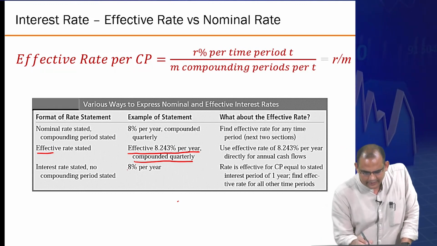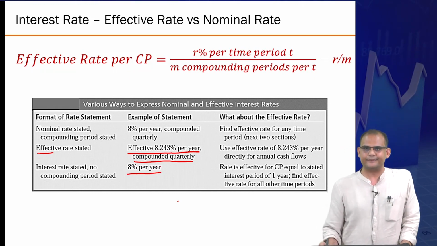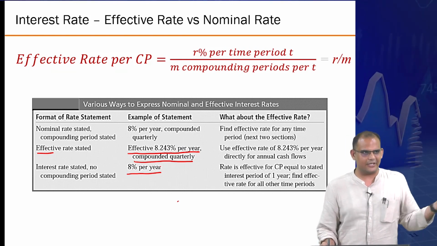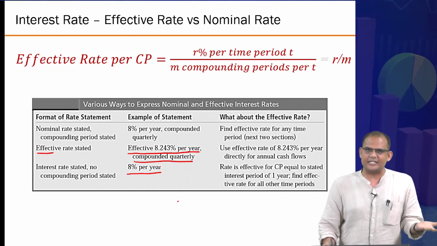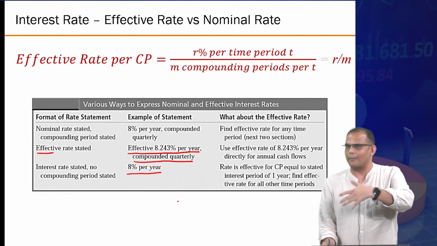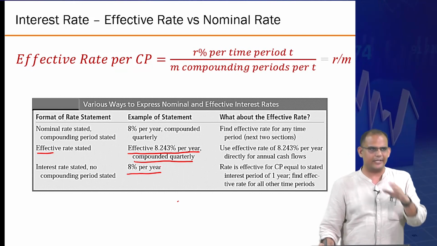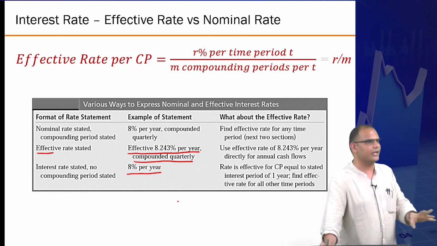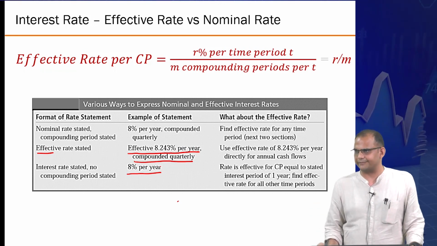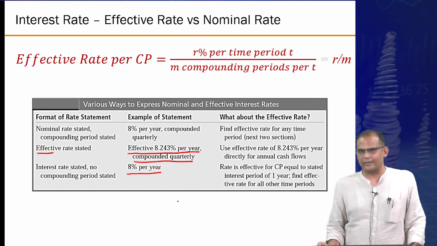Okay. Simple 8% per year. CP? Not mentioned, so it is per year, and nothing else is mentioned, so it is basically an effective rate because no nominal rate or anything is mentioned. So for 8% per year, for all yearly transactions, straight away use it. Okay. For everything else, we will find effective rates. Cool. All right.